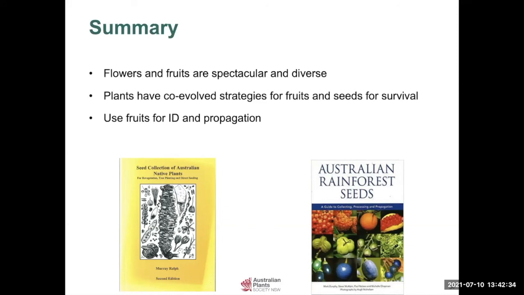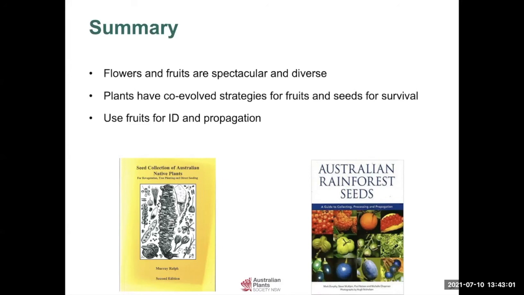And the reason there's so much diversity is because plants have co-evolved with the environment to make sure that they can continue to survive. So they have to get their fruits and get their seeds out there to ensure their survival. And because the fruits are so diverse, it means you can use the fruits for identification, and you just need to be aware of those different characteristics if you do want to propagate from them.